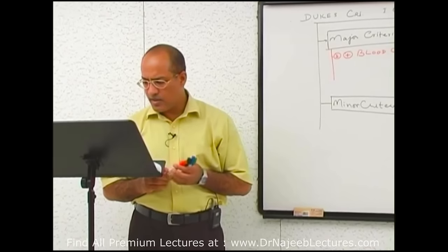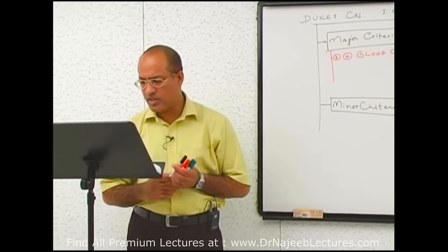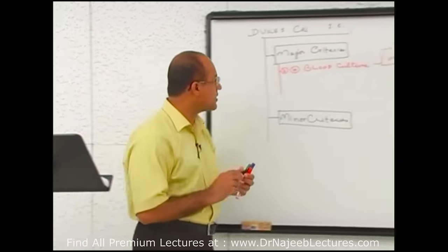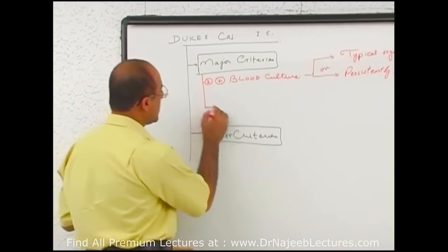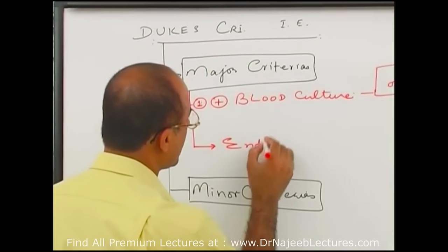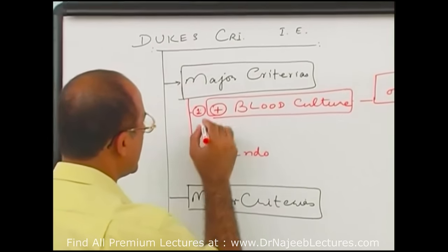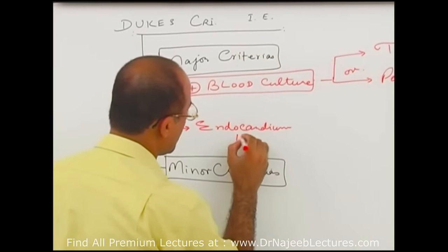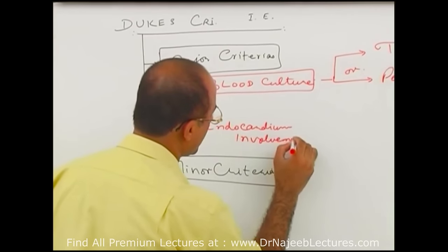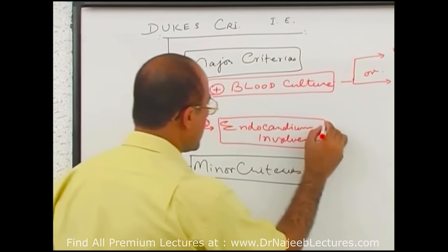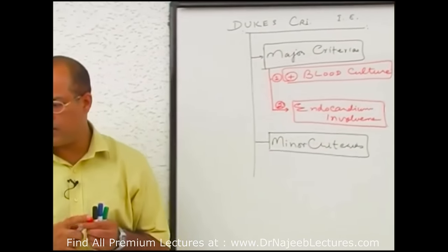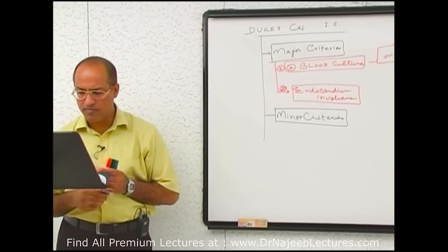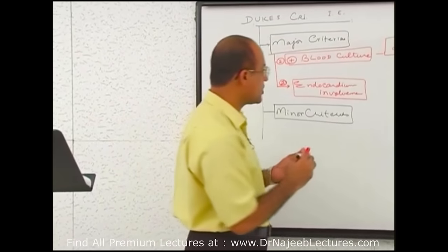Then there is the second major criterion, which is endocardium involvement, the evidence of endocardium involvement. The first was positive blood culture, the second criterion is endocardium involvement. Now, the evidence for endocardium involvement may be a positive echogram or new valvular regurgitation.